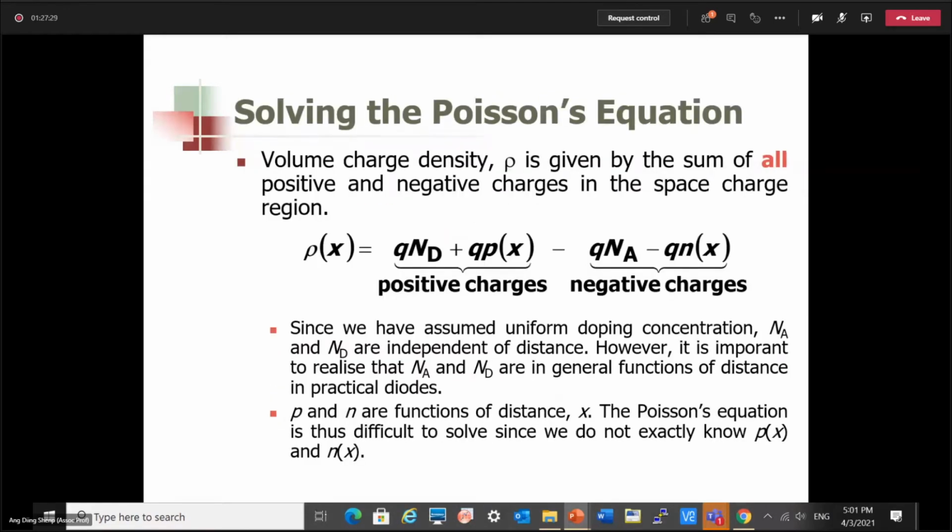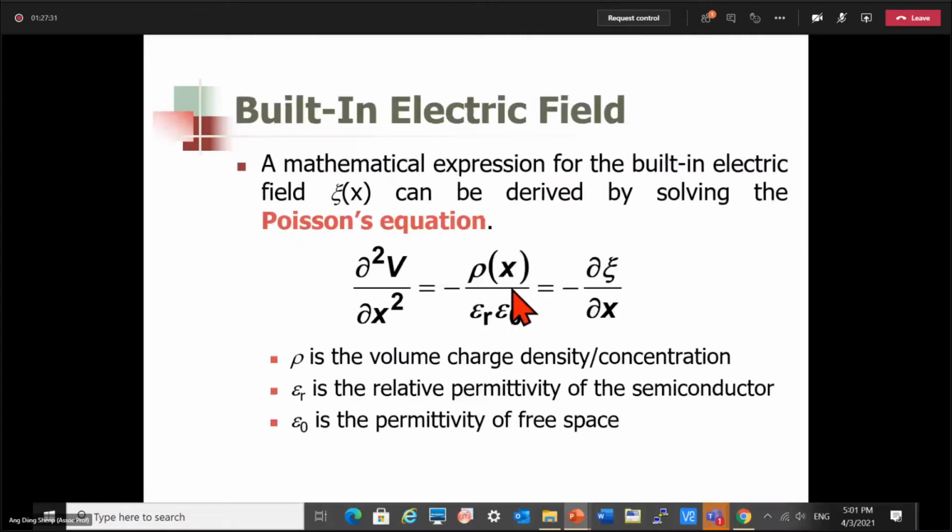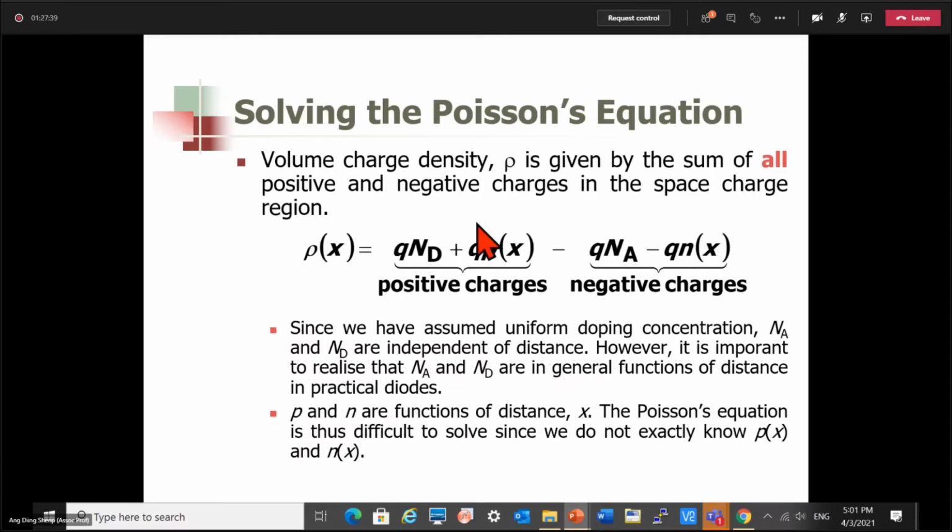Now, before I can do this, we need to understand this term, which is the volume charge density. In general, we can write rho, the volume charge density, as the sum of four terms like this. Essentially, in a semiconductor, there are four types of charges. The ionized donor impurities, denoted by this term QND. Remember, ND is the donor doping concentration.